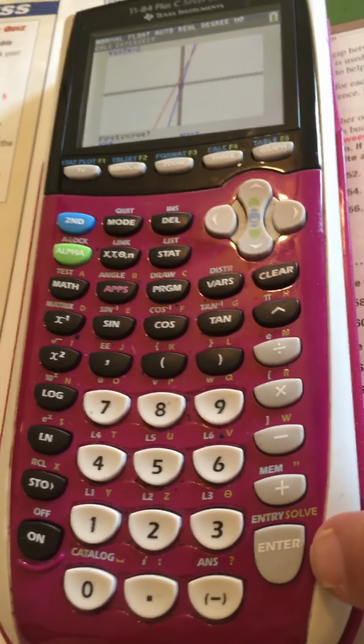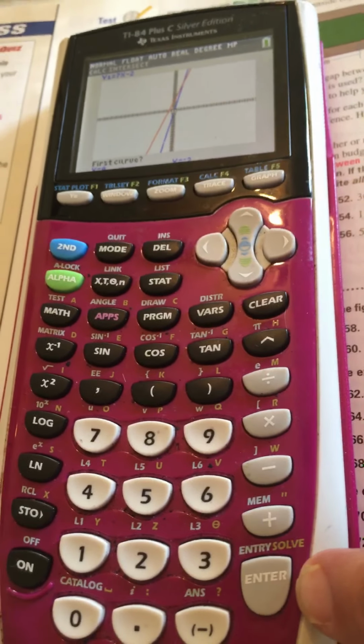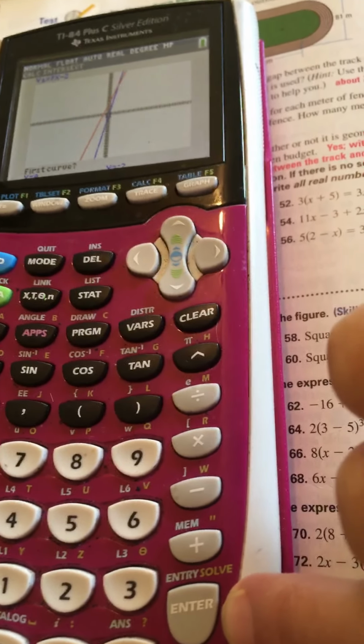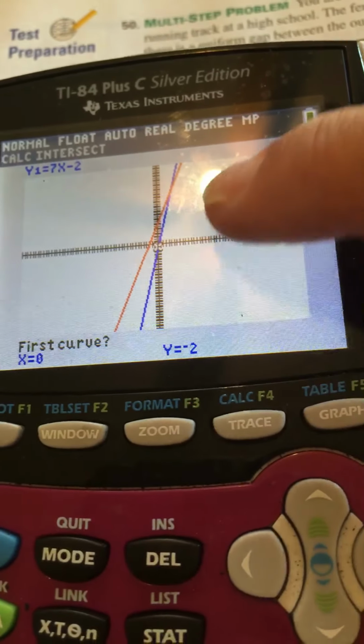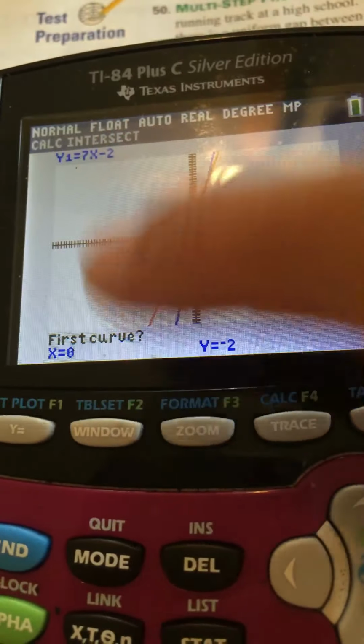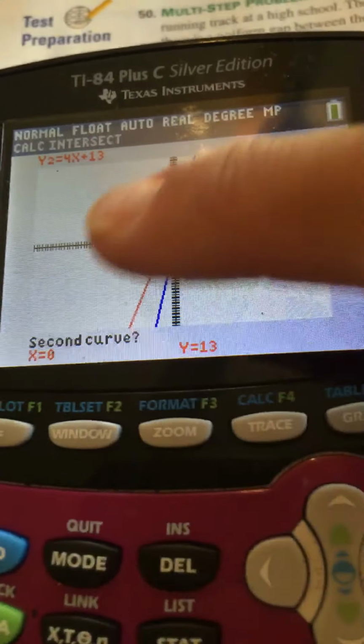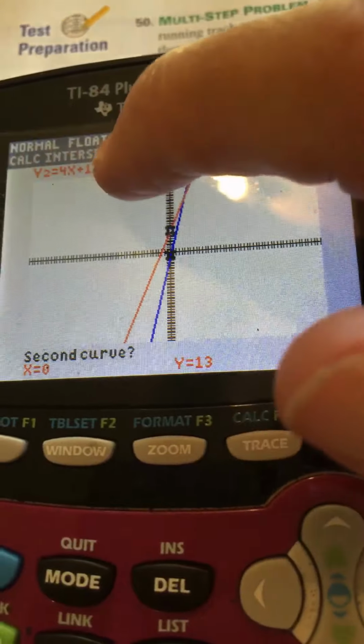I say it's always like Dorothy with her ruby slippers, clicking them together 3 times, saying there's no place like home. But instead we're going to say enter, enter, enter, because they're saying, is this your first curve? And that means your first line, and it's the equation up here, and you say enter. Is this your second line? And it's the equation up here.